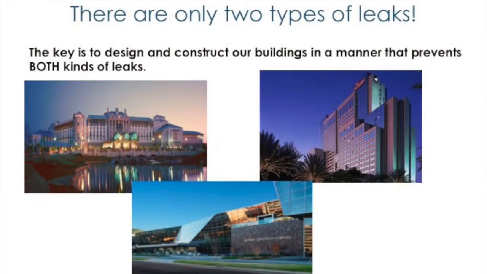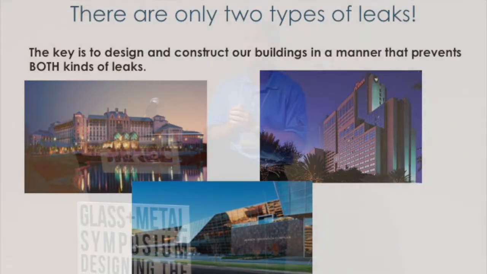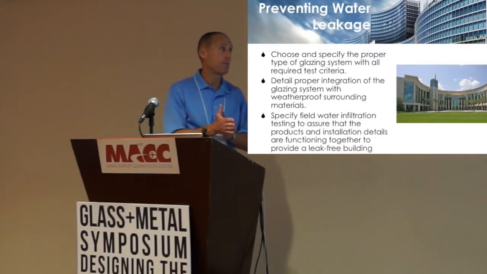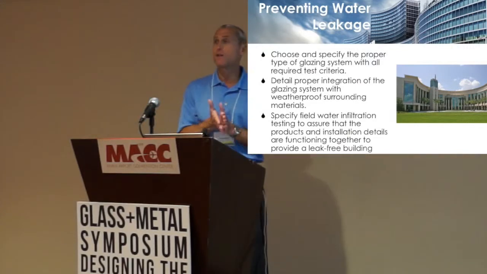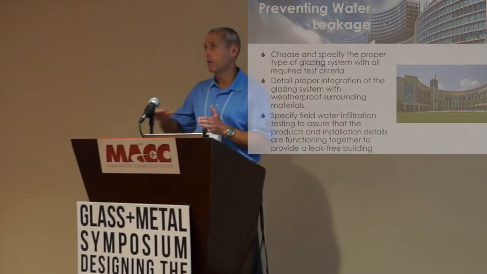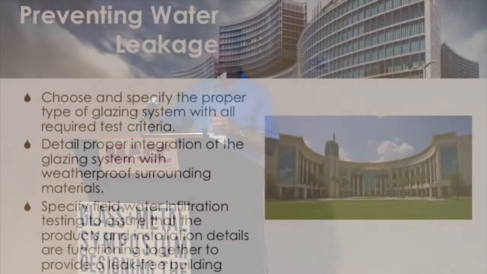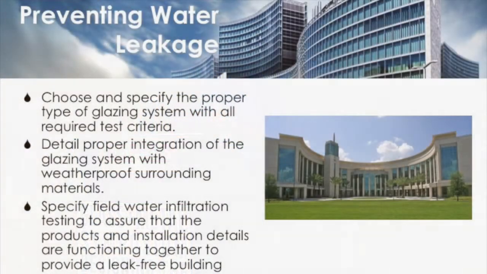Our job is to construct our building and our glazing system and integrate them all together to prevent both kinds of leaks. How do we do that? We've got to choose and specify the proper type of system that meets the test criteria that we have, either those required by the code down here or something higher that we've specified based upon our project location and climate. We're going to detail proper integration of the glazing system with the materials around it.